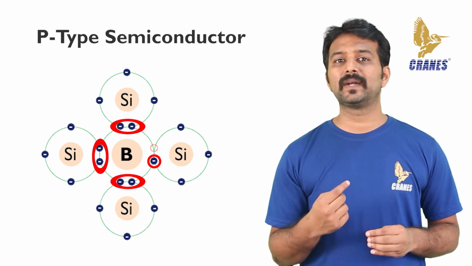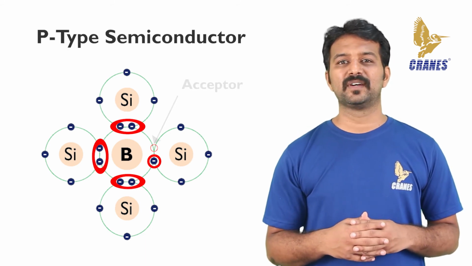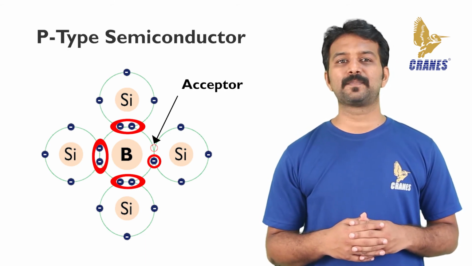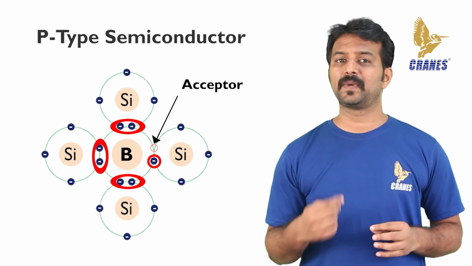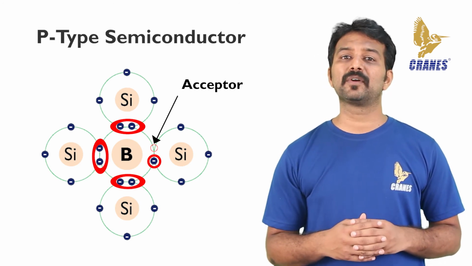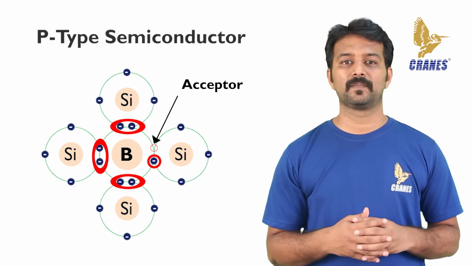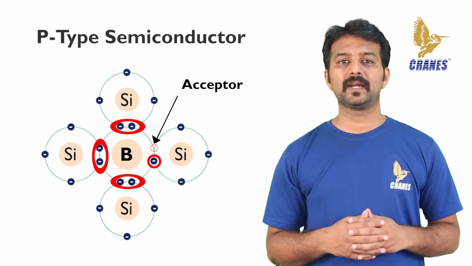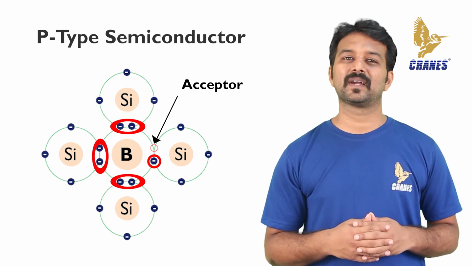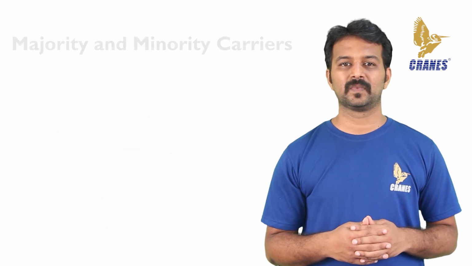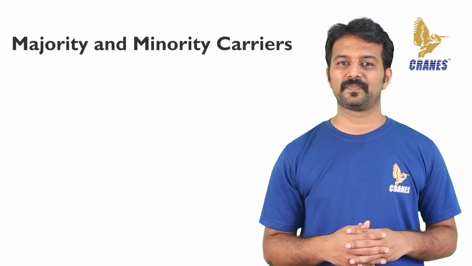Because the trivalent atom can take an electron, it is often referred to as an acceptor atom. The number of holes can be carefully controlled by the number of trivalent impurity atoms added to the silicon. A hole created by this doping process is not accompanied by a conduction electron. Let's discuss majority and minority carriers.